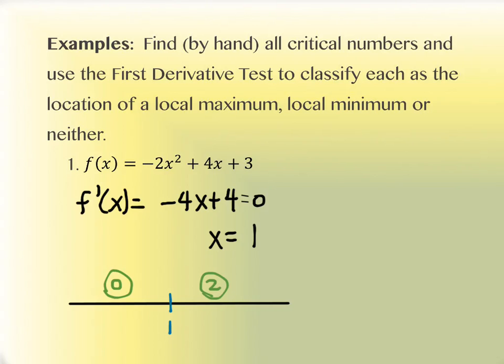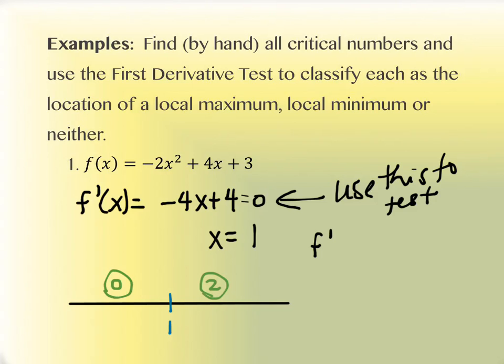And where do you test them? Well, you test them in the derivative equation. So we use this to test. So we test f prime of 0, and we test f prime of 2. All right, so what is f prime of 0 going to actually equal? 4. What is f prime of 2 going to equal? -4. And we don't always get the same number, different signs. What is important about what we get is the sign. This sign, though it's not written, is positive. The second sign is negative.